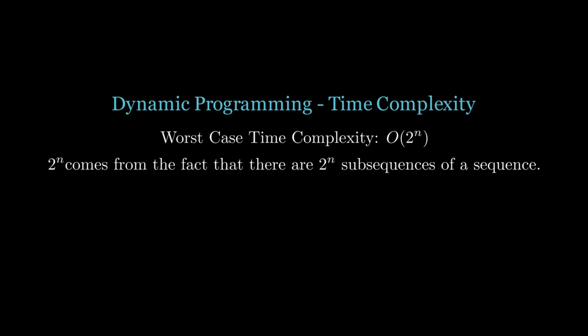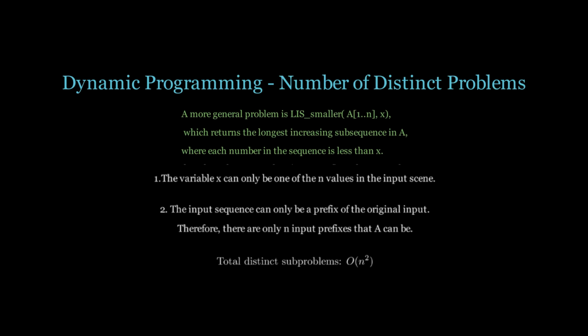The bad news is that there could still be a lot of possible subsequences. In fact, if the input sequence has length n, there are still 2 to the power of n subsequences. Hence, the worst case time complexity is still O of 2 to the power of n, which is not ideal. Now let's look at the dynamic programming approach.